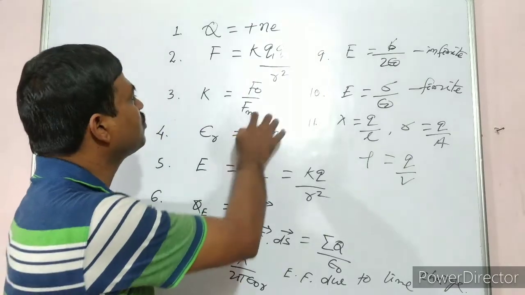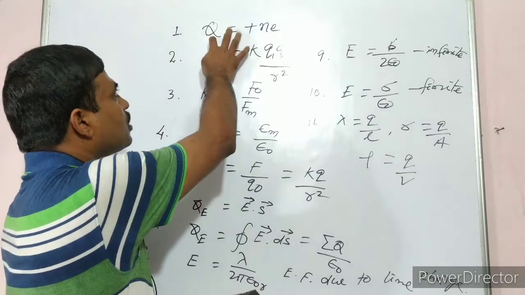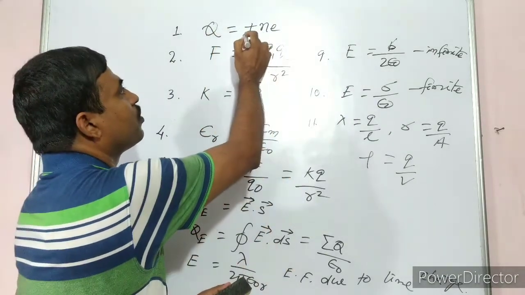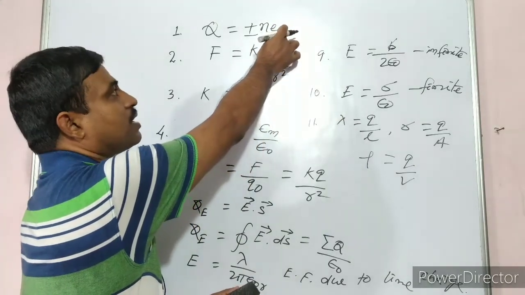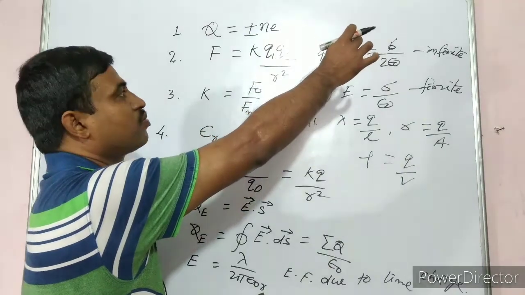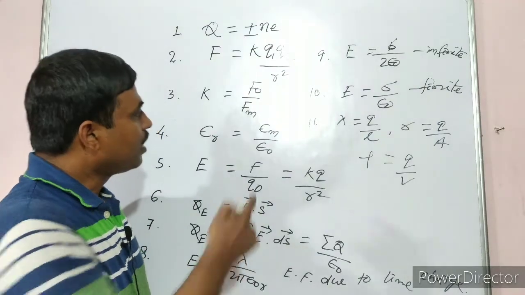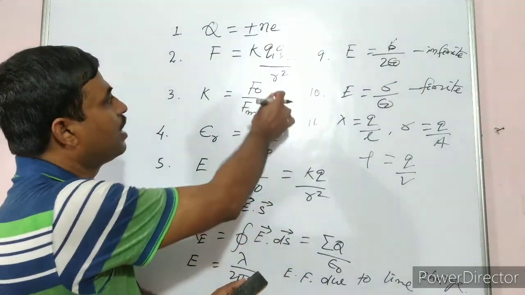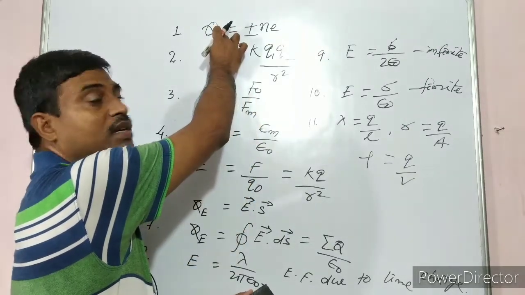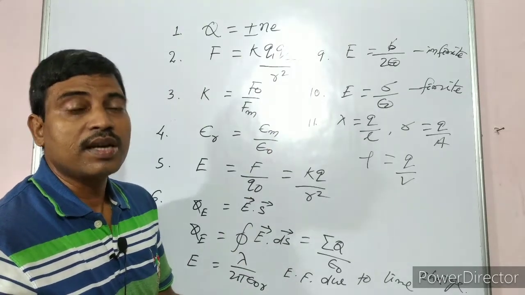Suppose you know this, take any one example. The total charge on a system or on a body is equal to an integral multiple of the basic electric charge, n is 0, plus or minus 1, plus or minus 2, plus or minus 3. I have already made a video on that, see the last video. And if you know the meaning and the unit, most important is the unit and the usual meaning, what is the meaning of each term, what is the meaning and unit?